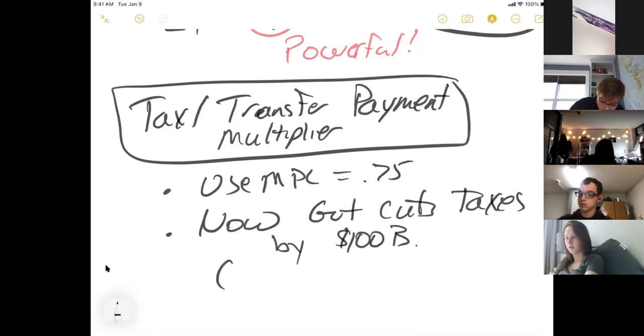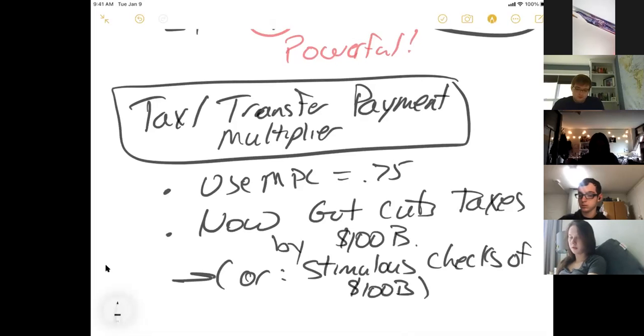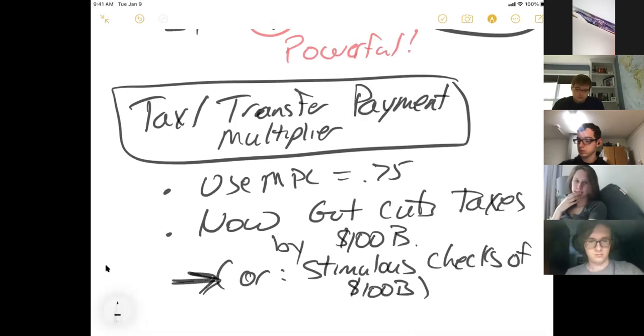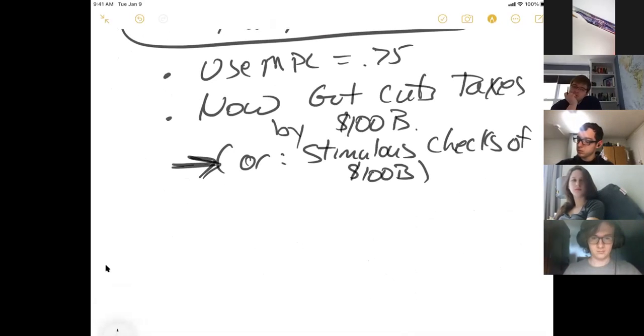Or actually, maybe let's work this example: how about stimulus checks of 100 billion? That's really the same idea. Whether you cut their taxes by 100 billion or you give them a stimulus check of 100 billion, I do want you to recognize that in many ways these are the same examples. Cutting taxes or giving people a stimulus check of 100 billion will have the same effect.